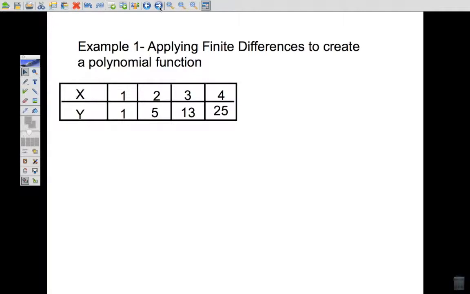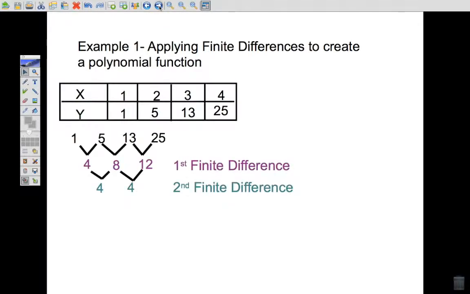When we evaluate finite differences, you're going to be given multiple ordered pairs. Here's an ordered pair 1, 1, ordered pair 2, 5, ordered pair 3, 13, ordered pair 4, 25. But when evaluating finite differences, we're going to just list the y's first. 1, 5, 13, and 25. And then we start working backwards.